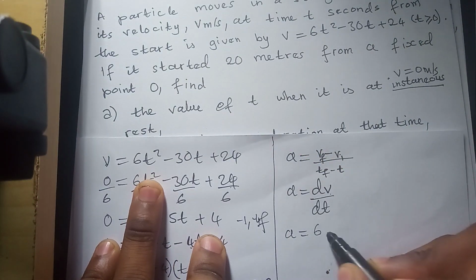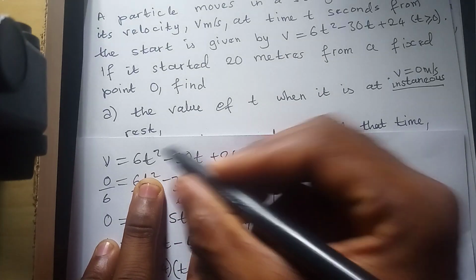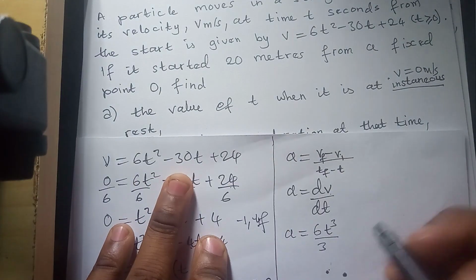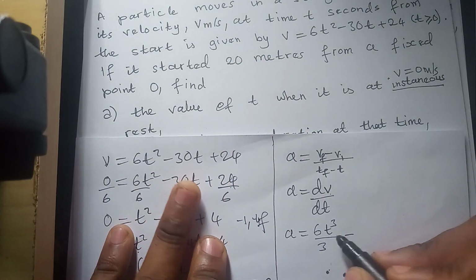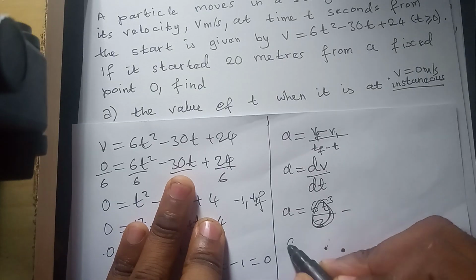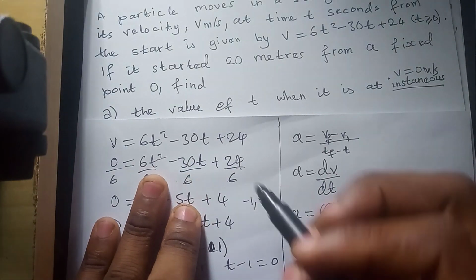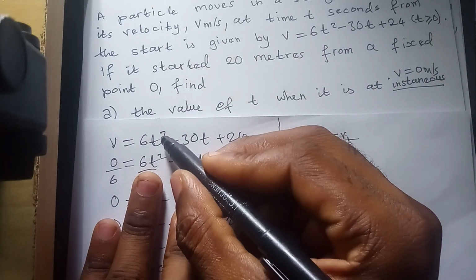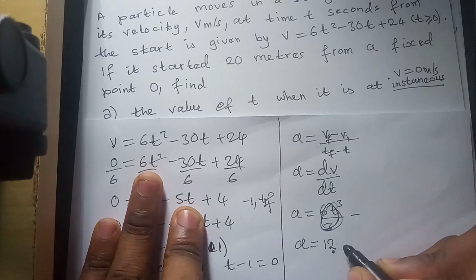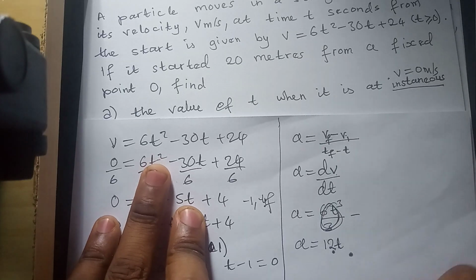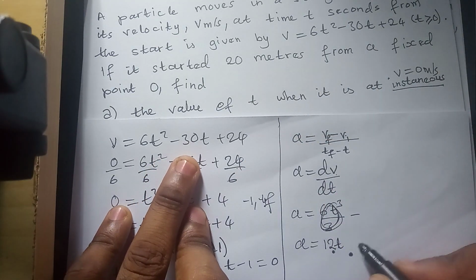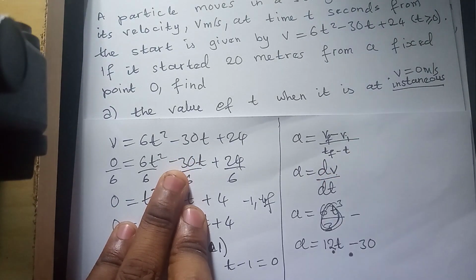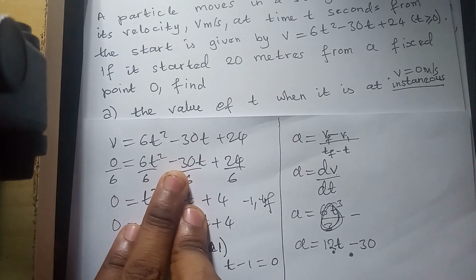So let's differentiate this. Actually, we are differentiating, so the powers will be reducing. When I differentiate this with respect to t, I'll have 2 times 6, which is 12t. And when I differentiate this, it will be negative 30. When I differentiate this, which is a constant, I have a 0.